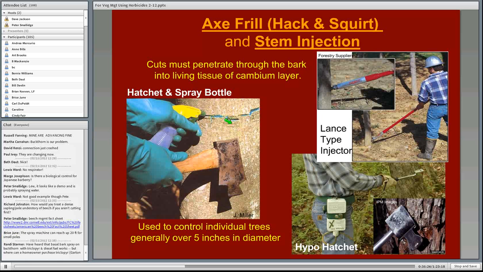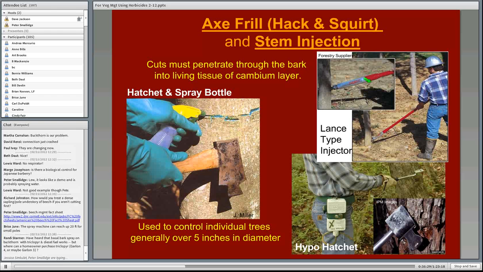If you want to invest in equipment, you can invest in something like this. This is a hypo hatchet. It actually has a port right there in the blade that, when you strike the tree, there's a plunger mechanism in the back of the hatchet here that injects a certain amount out through these ports into the cuts. But you're looking at about $350 for something like this. So if you're in the business and you can pay for it, certainly that might be a tool you want to use, or an injector like this.